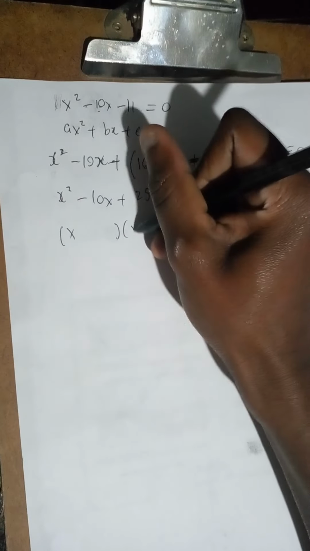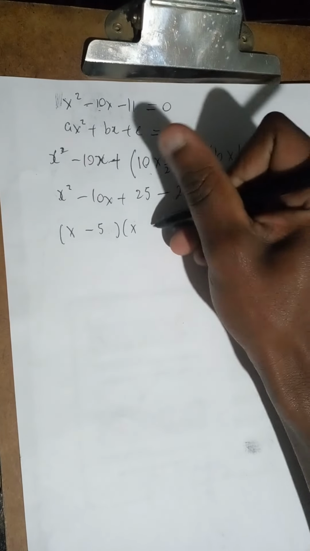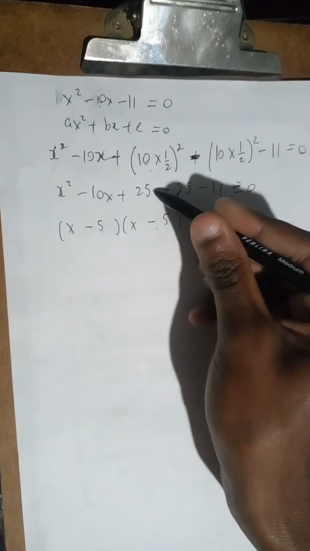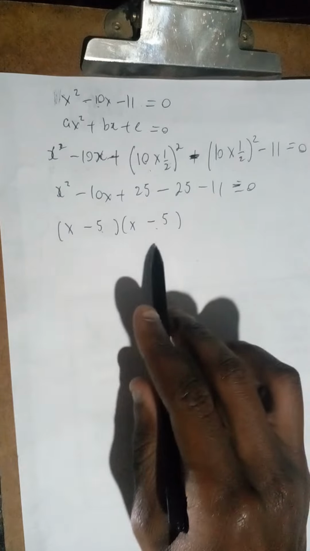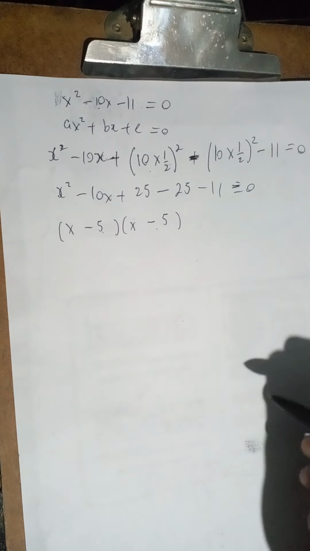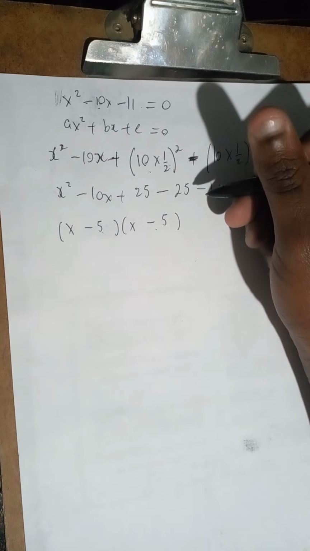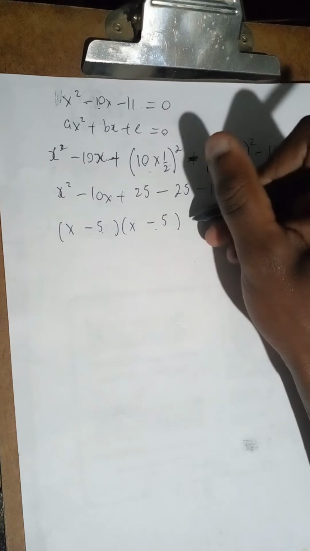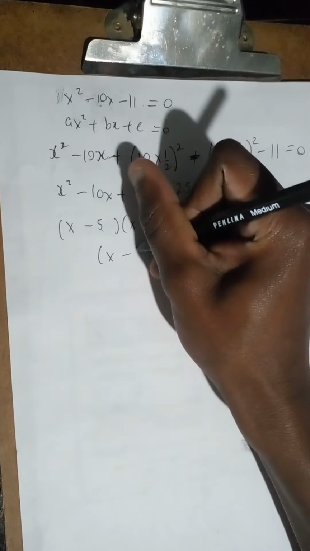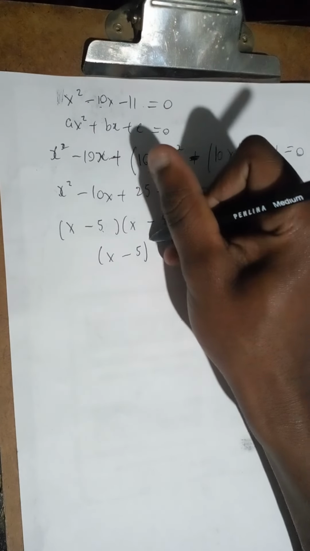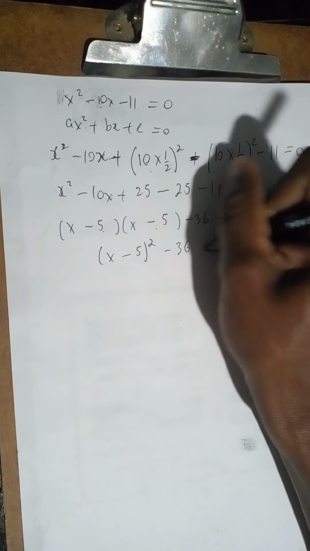So it will be x minus 5, then minus 5, because 5 times 5 is 25, and then minus 5 and minus 5 gives minus 10. So therefore this one is correct. It is a difference of 2 squares. Everything is the same. And then minus 25, minus 25 minus 11 is minus 36, equals 0. And then, because it's the same bracket, guys, you can say x minus 5 to the power of 2 minus 36 is equals to 0.